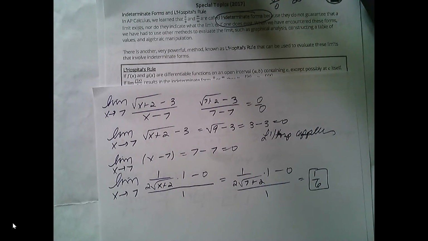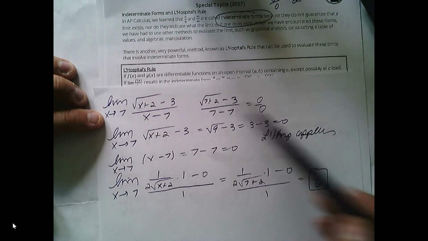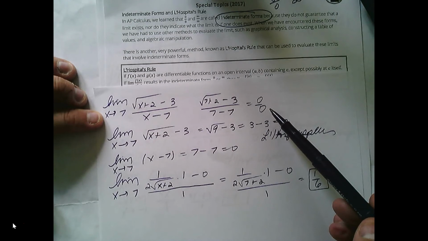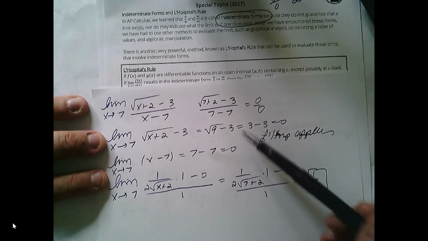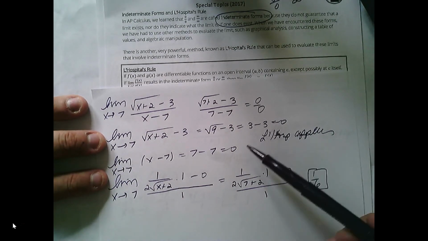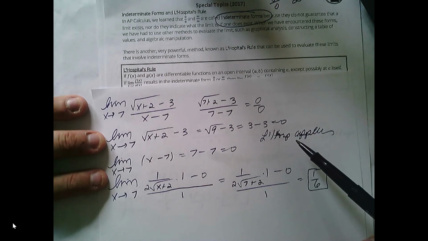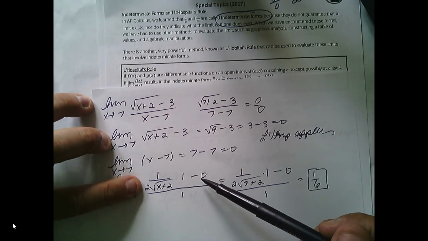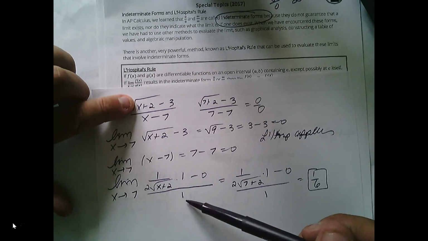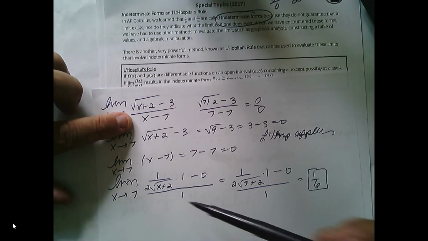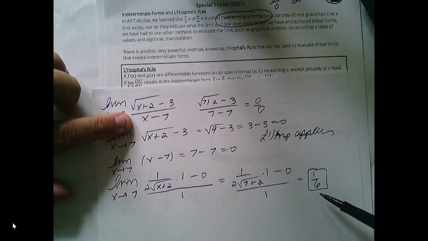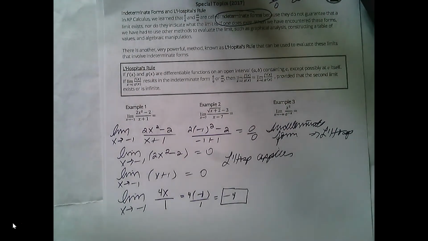Not too bad. Again, you tried direct substitution. You got an indeterminate form. So now we're going to evaluate both parts separately. They're both equal to 0. L'Hopital applies. Derivative of the numerator divided by derivative of the denominator, and you get a number that's not an indeterminate form. Done. All right, friends, one last one.